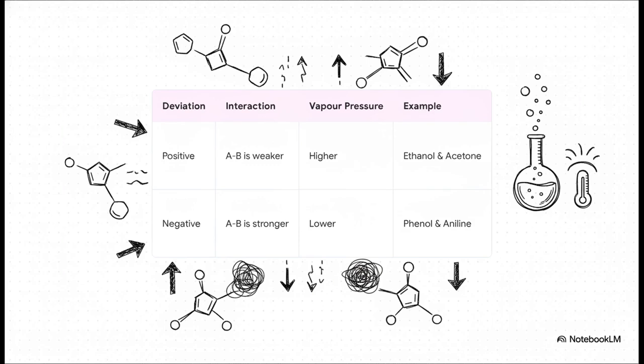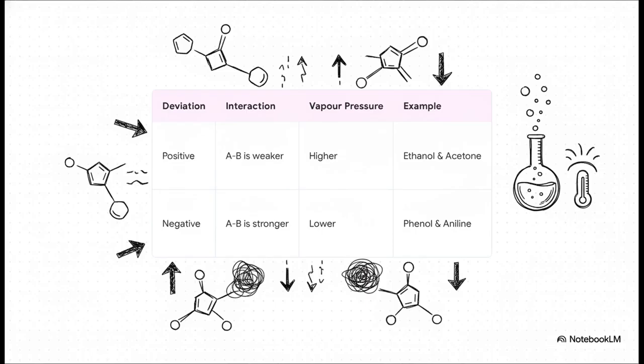When you mix ethanol and acetone, the new molecules actually get in the way and break existing hydrogen bonds. So the new A-B interaction is weaker. Because they're holding on to each other a lot less tightly, it's easier for molecules to escape. This causes a positive deviation, where the vapor pressure spikes higher than what Raoult predicted.